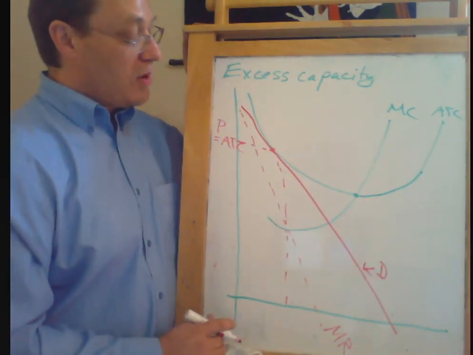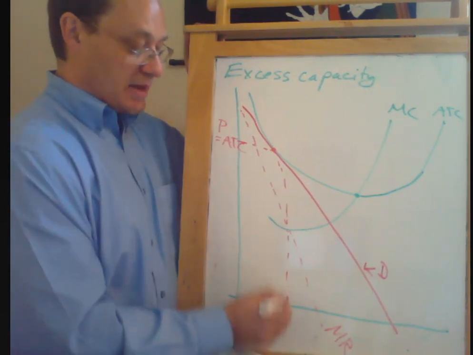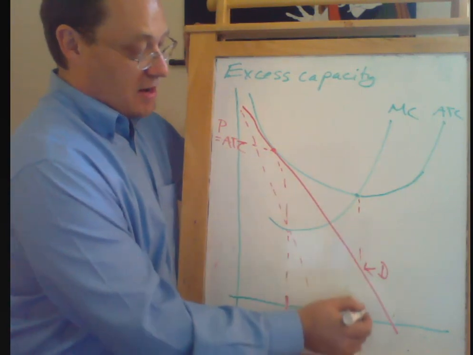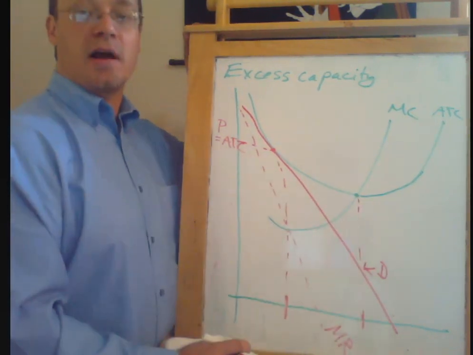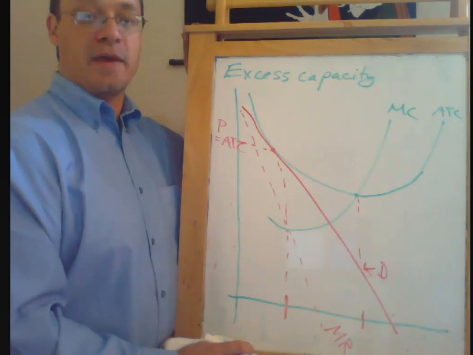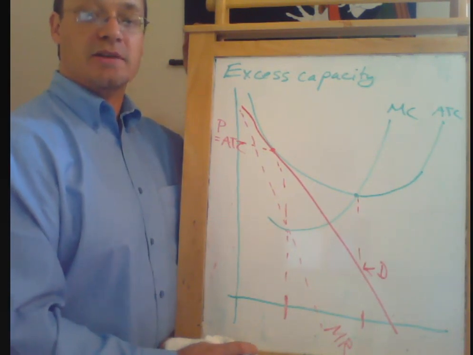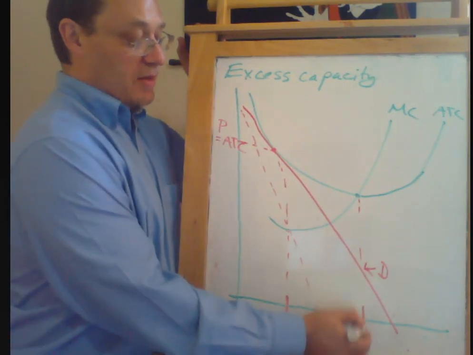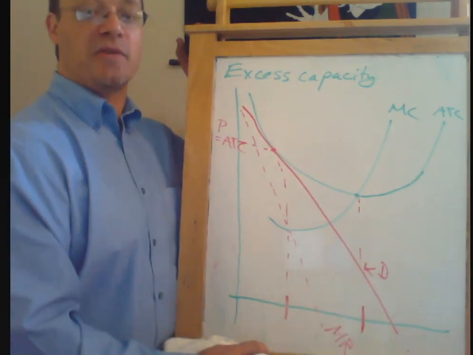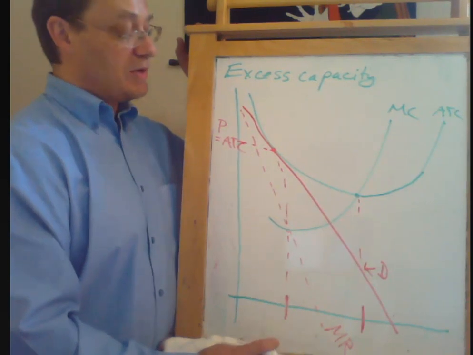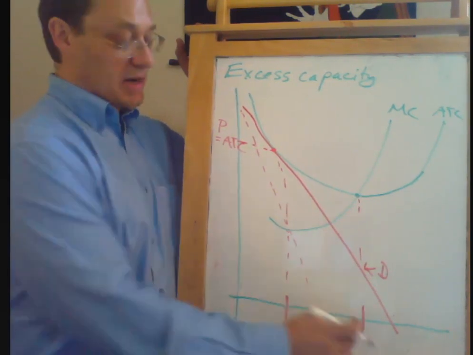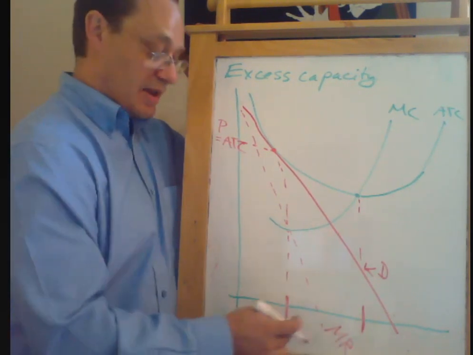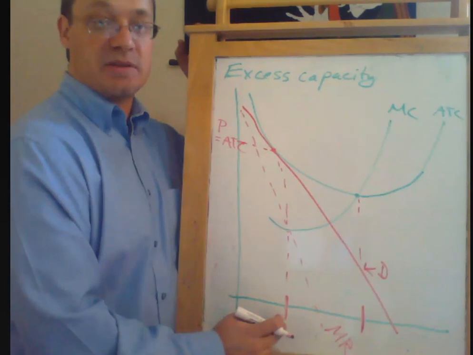So what we can see here is, here's the actual quantity this firm is producing. And here, below the minimum of the average total cost curve, is the quantity that would cause this firm to minimize the cost of production. Or put differently, this is the most efficient scale for this firm to operate. And so this firm has excess capacity. It has the capacity to serve this quantity efficiently, but in fact it's only producing this amount.